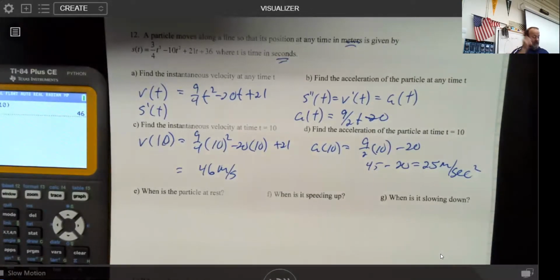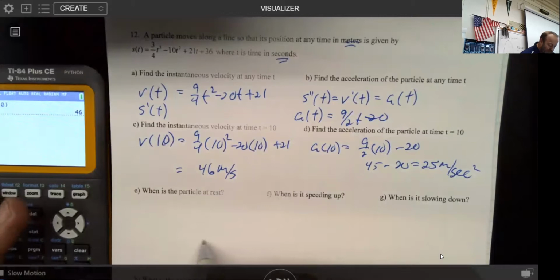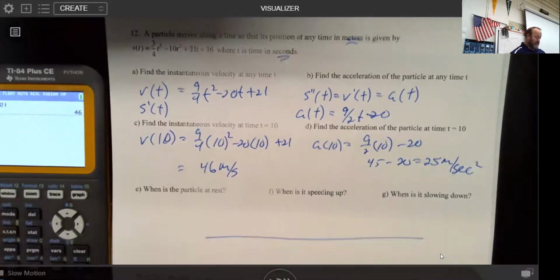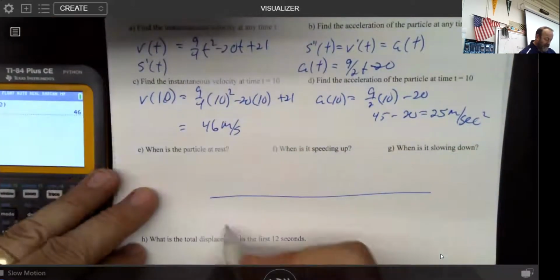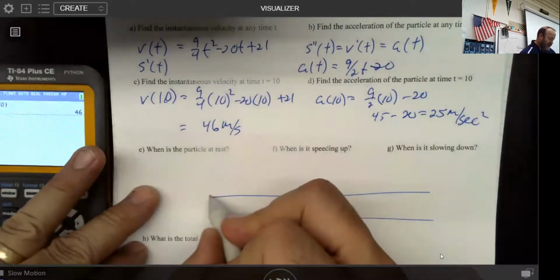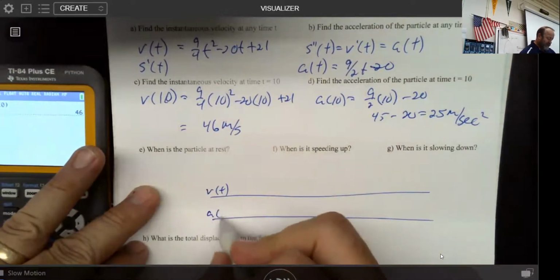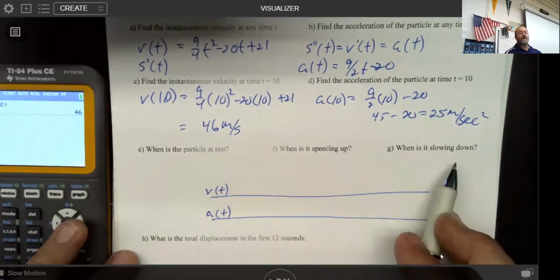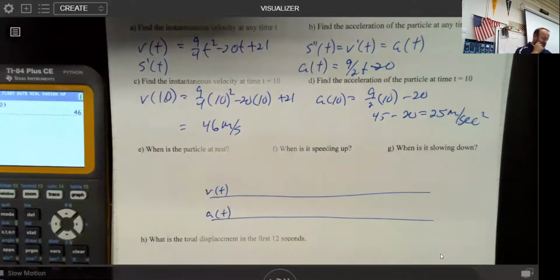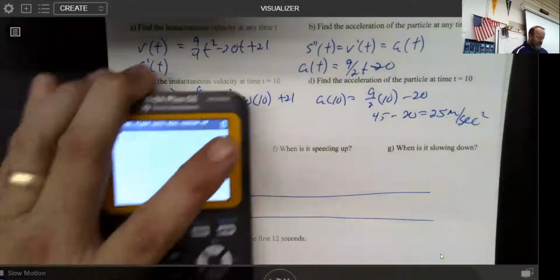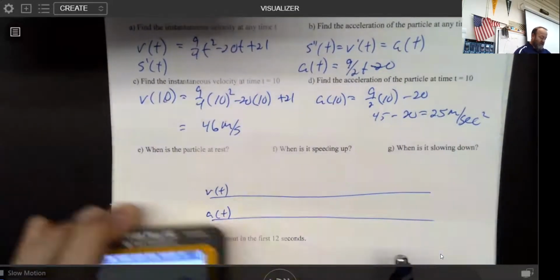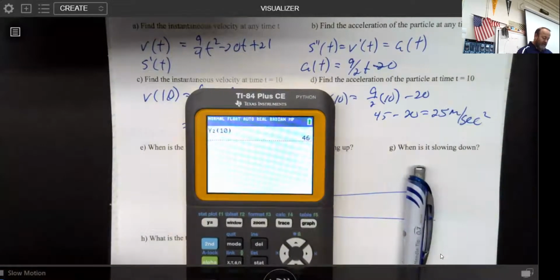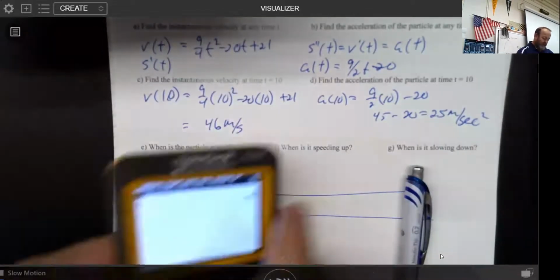Now it starts asking more significant questions about what is actually happening to the particle. So right down here, I'm going to make myself a little graphical organizer with v of t here and a of t here, because the ideas of at rest, speeding up, and slowing down are definitely linked together. I'll start by talking about this part right here. When is it at rest?